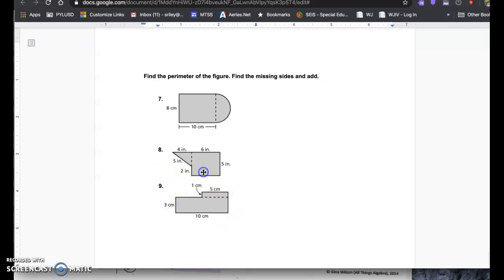Your last tricky one is 8, and you're going to add up all of your sides, but you're going to use your formula for your triangle. Actually, your triangle they already gave you, so you just add up all your sides.